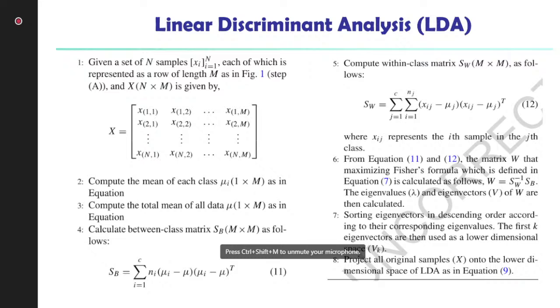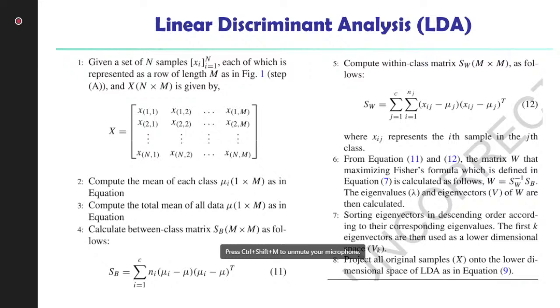And then we generate something which is known as the between class matrix by simply having this formula, which is mu i, the mean of individual class i, subtracted from the overall mean of the data, and then multiplied with the similar thing which is transposed, right? And this we do for all i equal to 1 to C, meaning all the classes, varying from 1 to C. This is SB. Similarly, we calculate something known as the SW, within class.